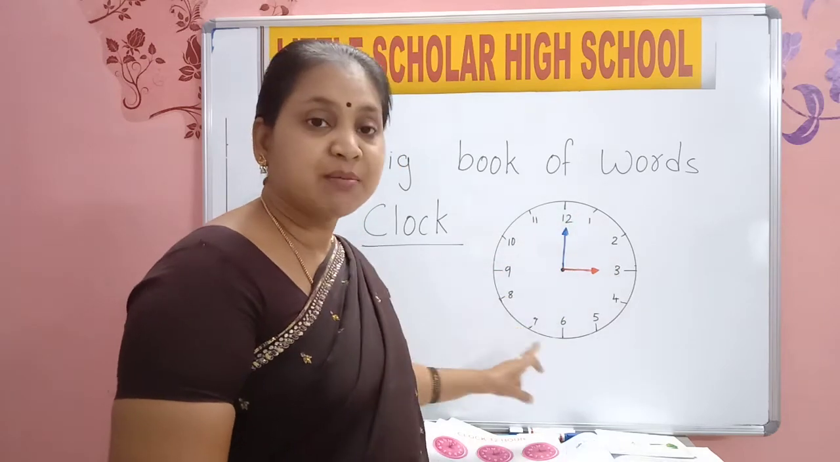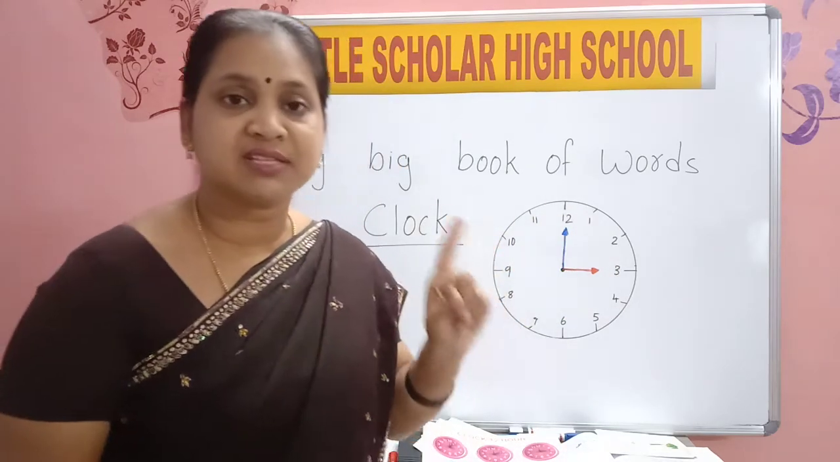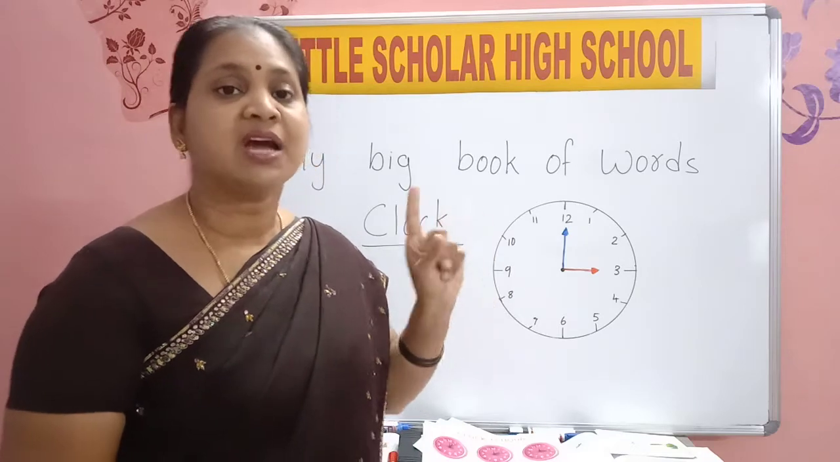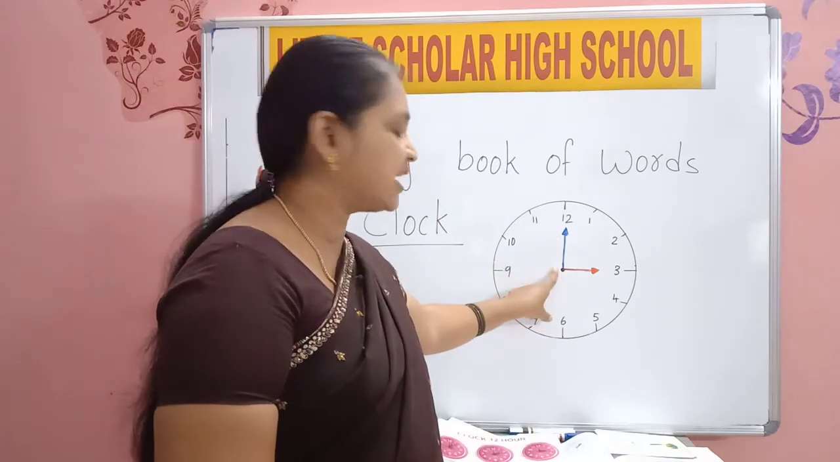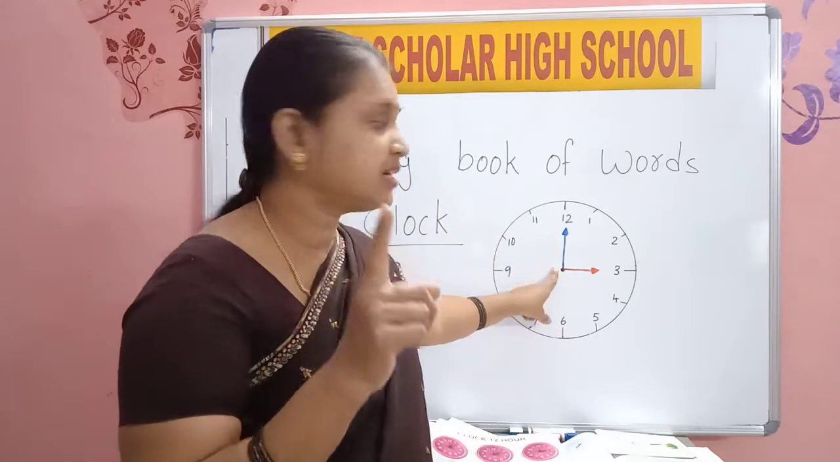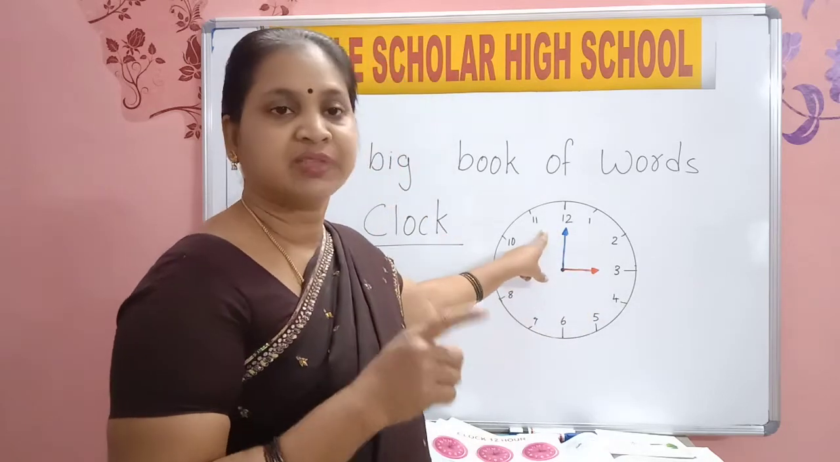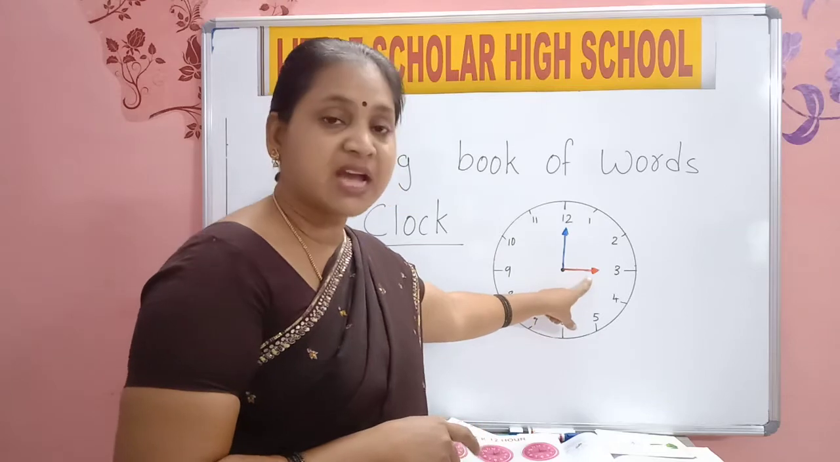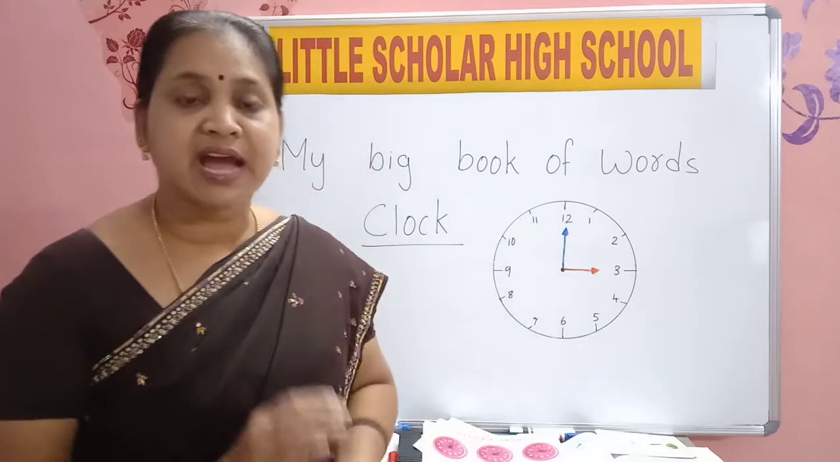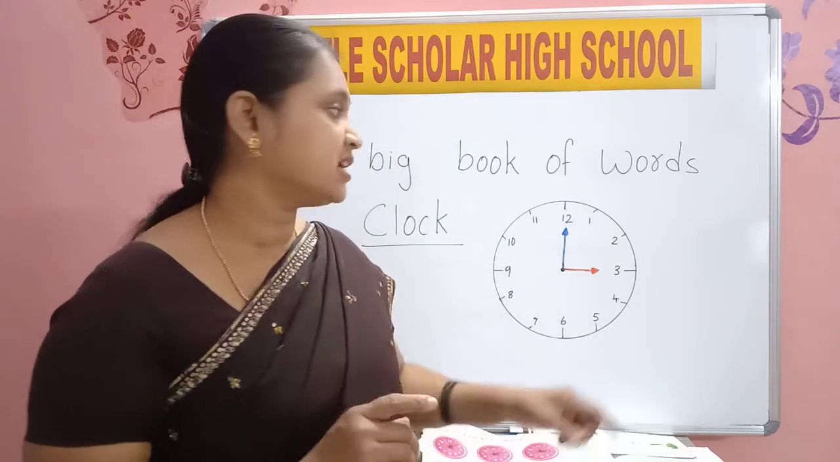So 60 minutes make 1 hour. This is the minute hand. To complete 1 hour, this minute hand will take one complete round. But which hand is this? The short hand, the hour hand. The short hand is known as the hour hand.